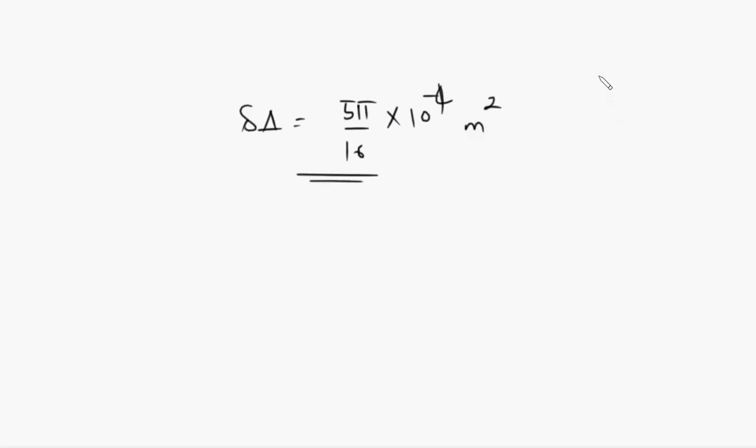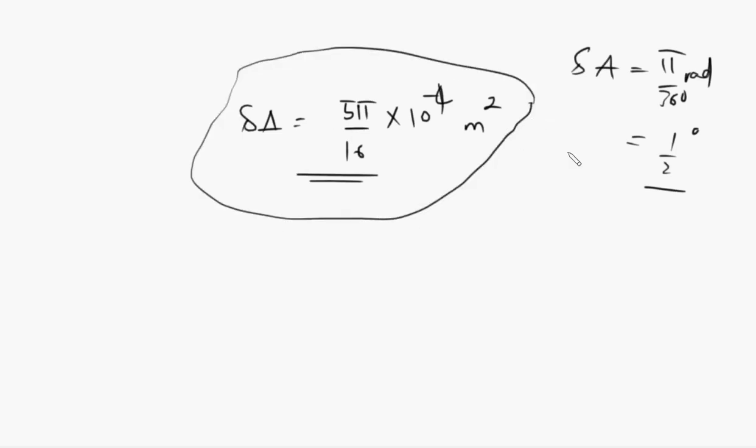Kwa hiyo sasa ile angle ilibadilika pi over 360 radians, au 1/2 degrees. Hii change in the angle, kwa change in area imekuja kuwa hii. So you can see that this angle imesababisha change kwenye area nzima.